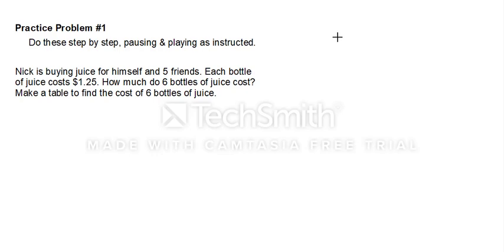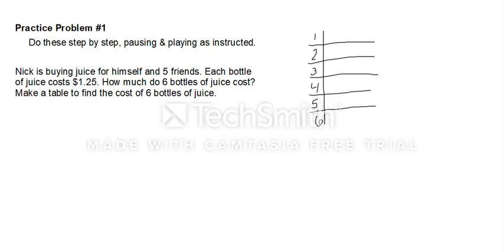So the first thing I want you to do is go ahead and make a table. If we had 1 bottle of juice, how much would it cost? 2 bottles, 3 bottles, 4 bottles, 5 bottles, and then finally 6 bottles. Go ahead and pause and do all the work to see how much it costs for 1, 2, 3, 4, 5, and 6 bottles of juice. Pause and then check back in.